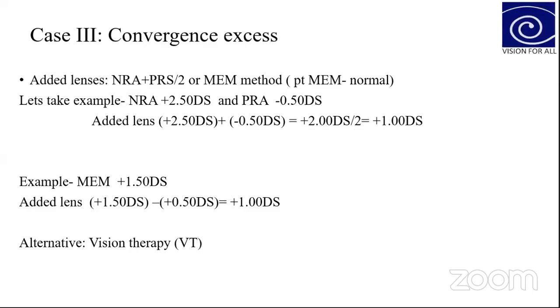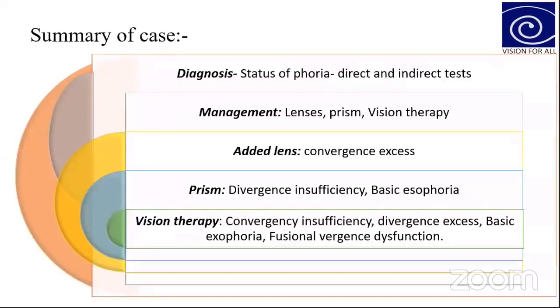The alternate procedure for convergence excess is vision therapy. For vision therapy, whose procedure I explained to you, you have to give the correct one based on the condition and the severity of the patient. Okay, so it has become so lengthy, so I want to summarize all the cases I have talked about.